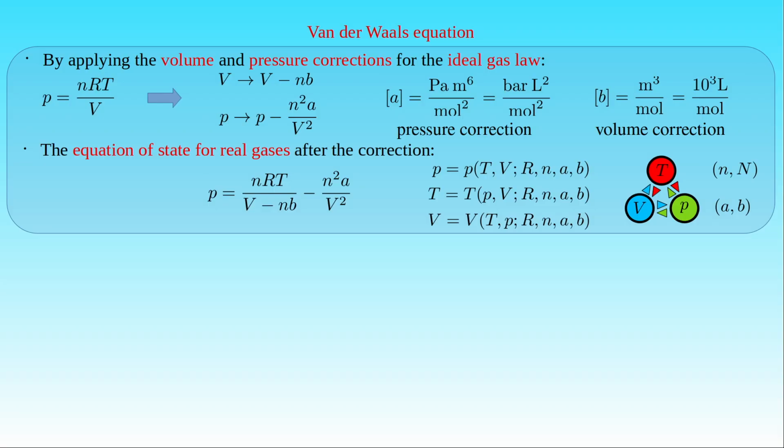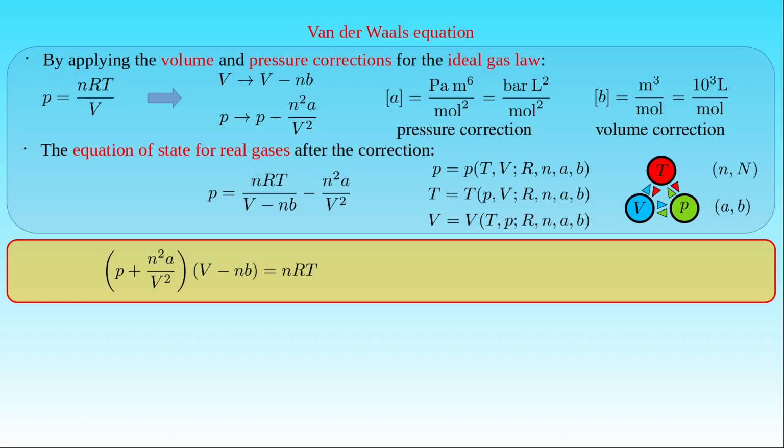If we move the second term from the right-hand side of the equation to the left-hand side and multiply the result by V minus N times B, we obtain the standard form of the van der Waals equation stating that the sum of the pressure P and the square of the amount of species N times the constant A over the square of the volume V, times the difference between the volume V and N times the constant B, is equal to the gas constant R times the absolute temperature T. In a more convenient form of the van der Waals equation, we use the molar volume Vm given by the ratio of the volume V to the amount of species n, and we can state that the sum of P and A over Vm squared, times the difference between Vm and B, is equal to R times T.